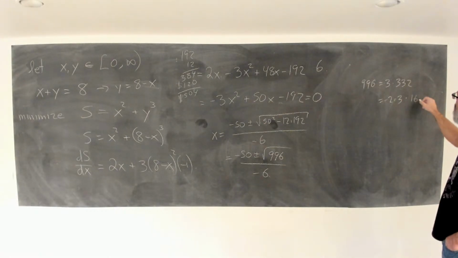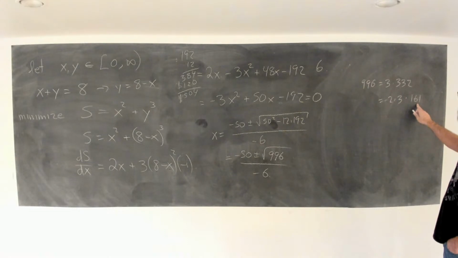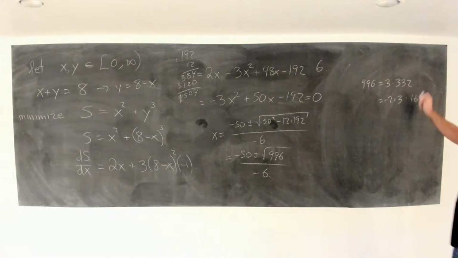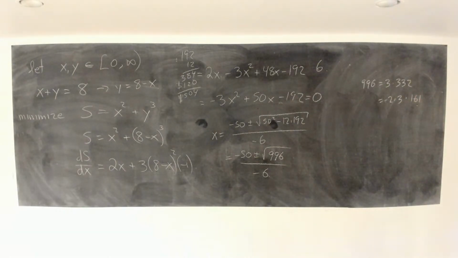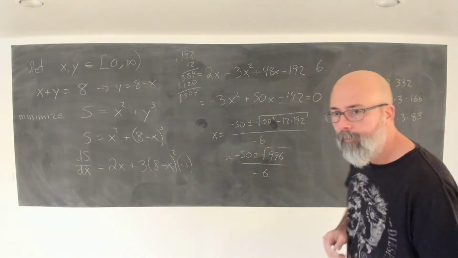$150, 161 times 2? No, it's not it at all. 16. Yeah. No. 166. 166, which is going to be 2 squared times 83. 83 by 23.